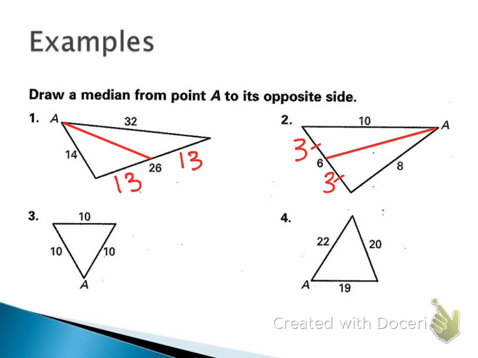Somebody new, tell me which side's getting split. Keon? 10. This one, it's kind of an easy answer because all the side lengths are 10. But we are going from A to the opposite side. And when we split 10, what do we get? 5 and 5. So you know you're doing it right at 50. Good. On example 4, we are splitting the side that is labeled 20. That is the one that's opposite point A. When we split 20, what do we get? 10 and 10.